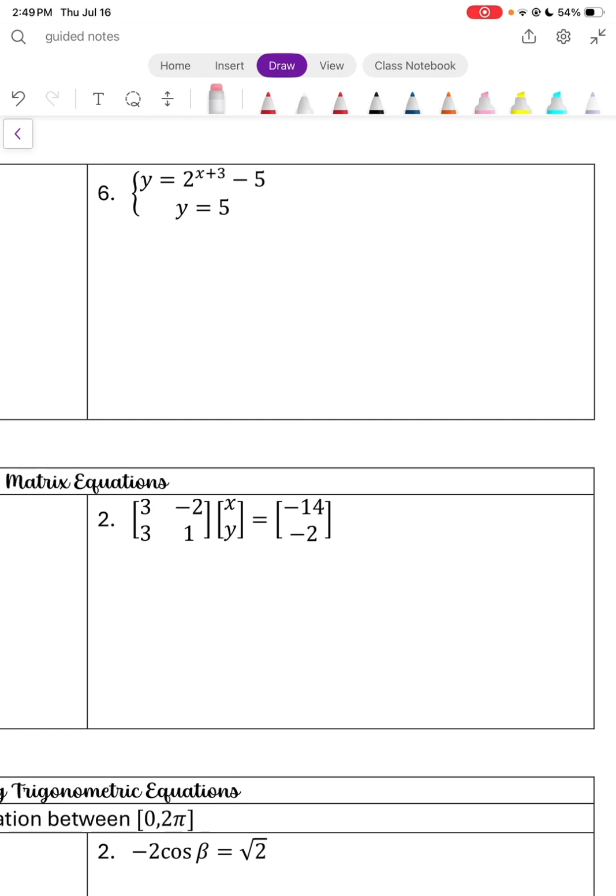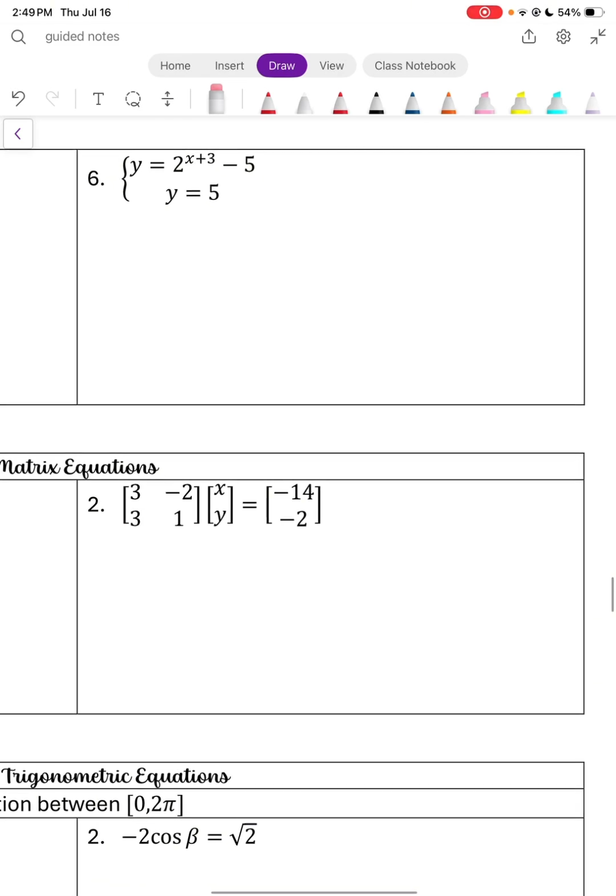Okay, number 6, let's do one more, and maybe this one will be a little bit easier. So you have y equals, in the second one, y equals 5. And you do have a y value right here that we're going to plug that into. So we simply have now 5 equals 2 to the x plus 3, minus 5. This can be cleaned up just a little bit by moving that 5 over. So now we have 10 equals 2 to the x plus 3.